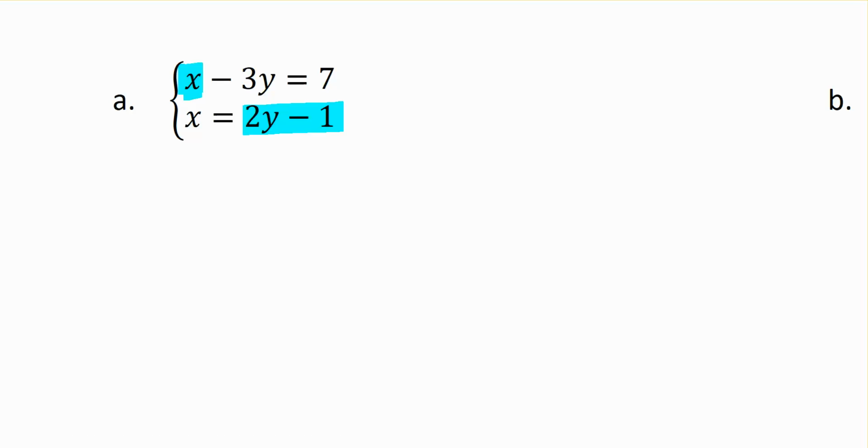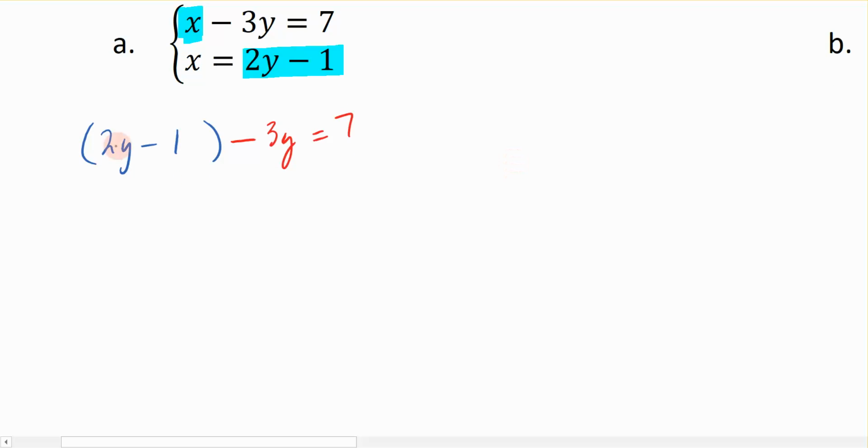So I'm going to let x be 2y minus 1. And I'm going to get into the habit of surrounding it with parentheses, just in case I miss a sign. And then we're going to say minus 3y equals 7. So what I did is I substituted the second equation into the first equation, and now I created an equation that is all in one variable, and I know how to solve this from previous experience.